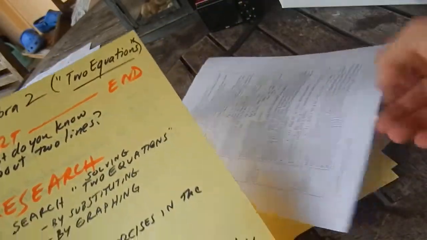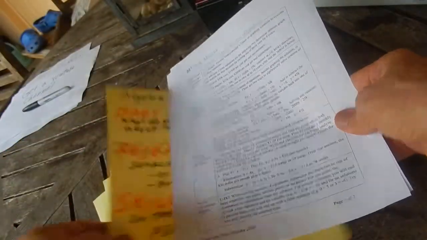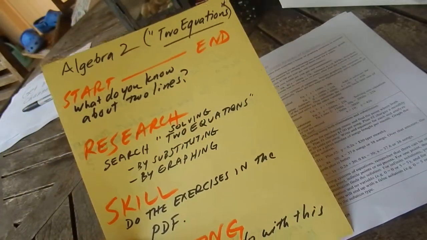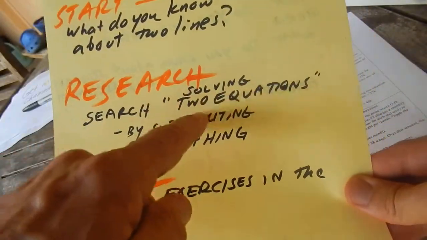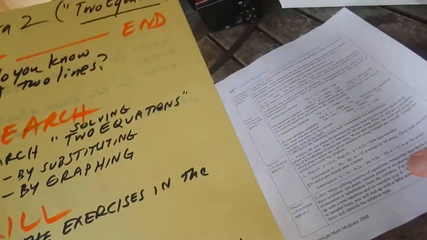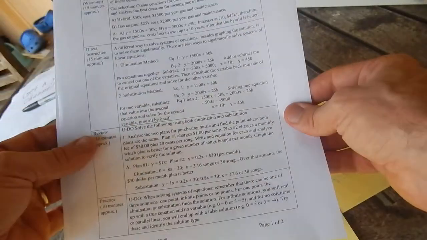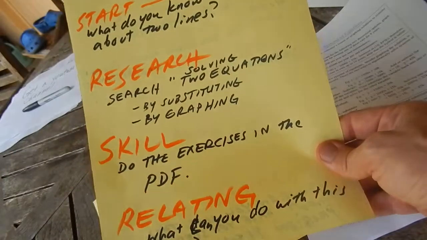And as far as research goes, there's a lesson plan that is emailed. There'll be a separate email that comes to you. I want you to go on the internet and look at solving two equations by substituting and by graphing. Now, of course, you can learn just by reading what's in the lesson plan. I also invite you to go and search.